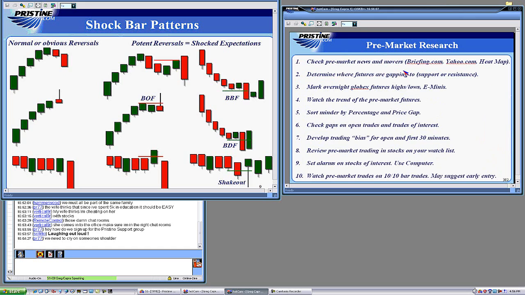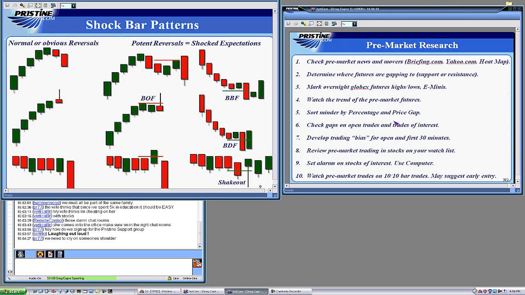Pre-market. Check the news. You've got different sites that you can get information from. Briefing, Yahoo. Heat maps can generate ideas at the NASDAQ site. See where the markets are trading prior to the open. If you're looking at the futures, look at those overnight highs and lows. See what the trend is, as we look at that every morning in the chat room.